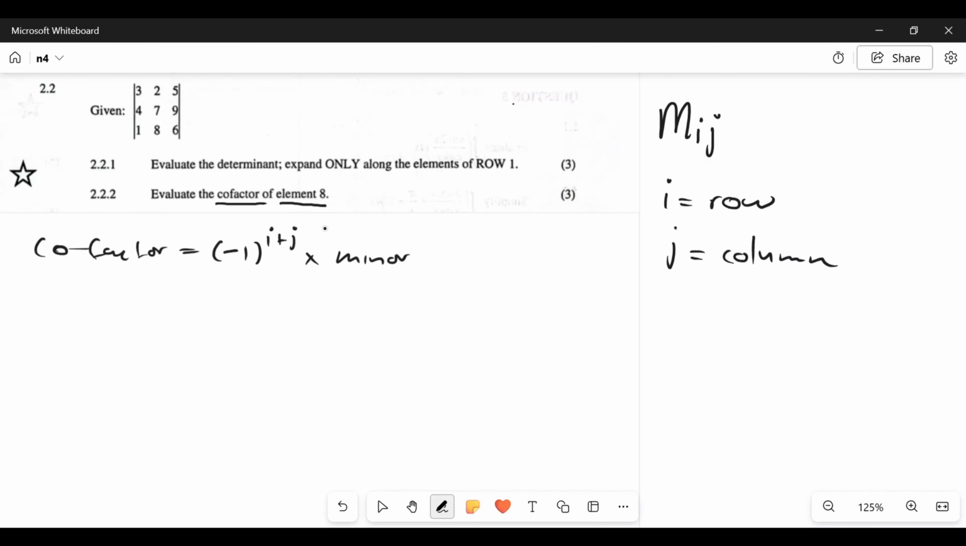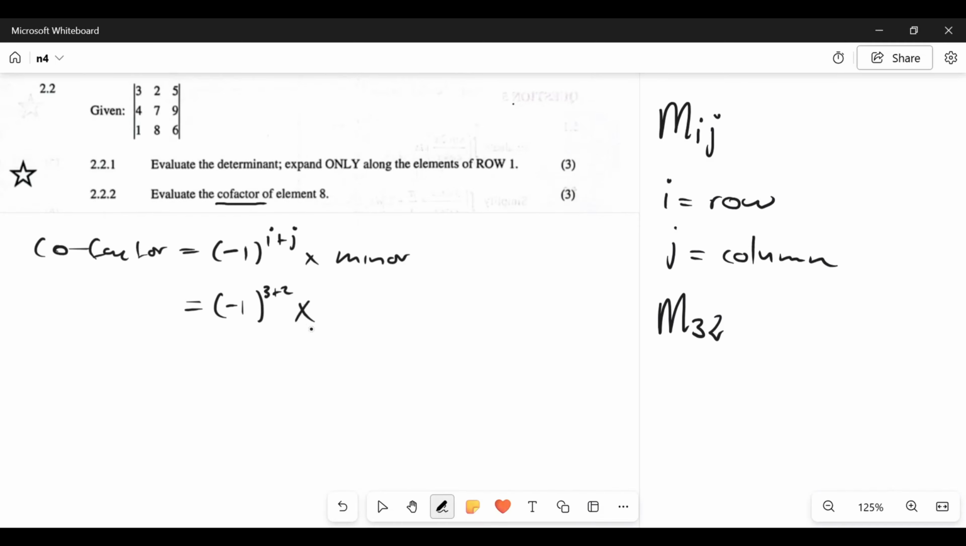So since our element is 8, which is this here, at which row is our 8? As you can see, this is the third row. So we're going to write 3 instead of writing i. And then what column is our 8 in? It's in the second column. So we're going to write 2 instead of writing j. There we go. So i and j are actually 3 and 2 respectively. If you continue here, we're going to have -1, and then we have i plus j, so we have 3 plus 2, multiplied by the minor.